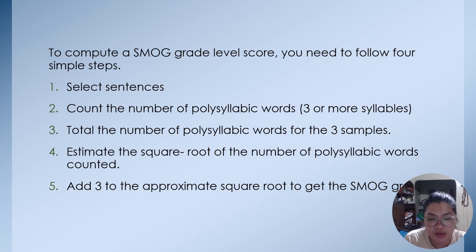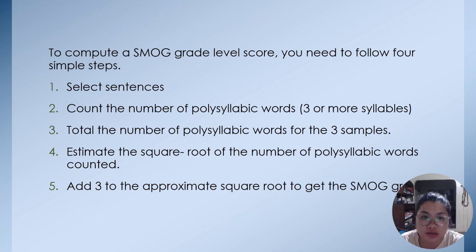last step, add 3 to the approximate square root to get the SMOG grade. Add the constant 3 to the square root you got and write your answer on the blank opposite number 7. Actually, I will show you the worksheet after this. For example, if your approximate square root is 7, the SMOG grade is 10th grade, or 4th year high school.